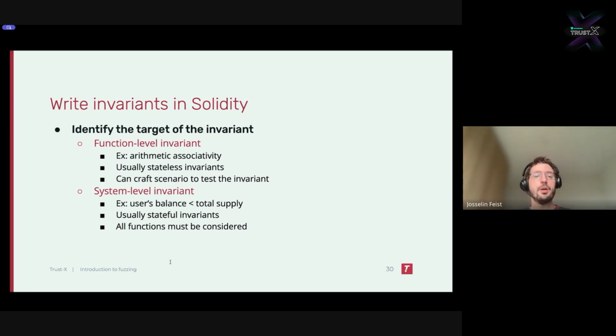The second category of invariants are system level invariants, where basically you try to check a behavior that should be true across any call to the system. So user balance being below the total supply is an example of a system level invariant. They are more complex to write, and usually they are also more time consuming, but they might be able to find more deeply rooted vulnerabilities.